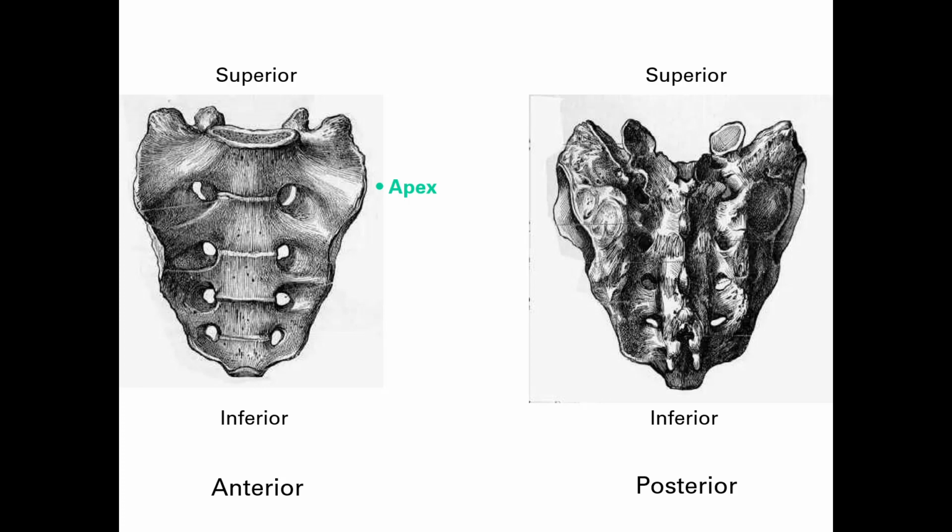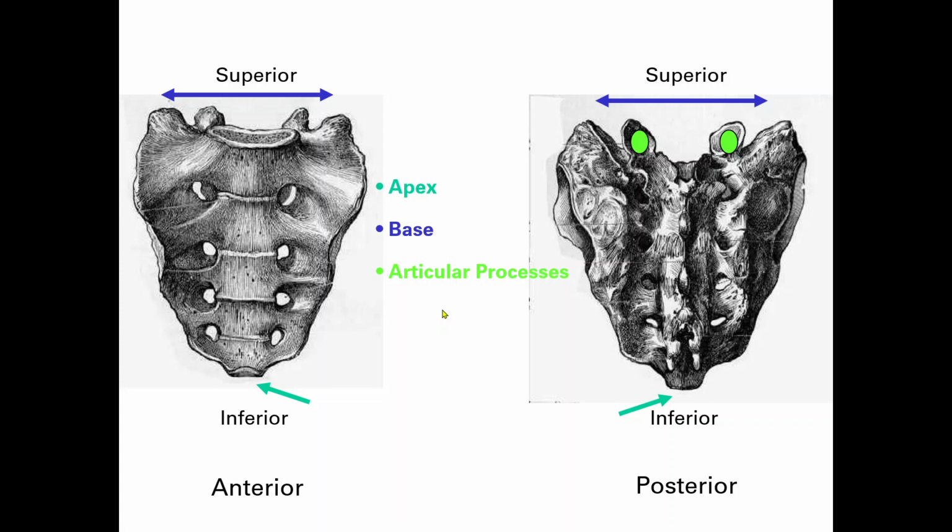All right, the sacrum, which is below the lumbar vertebra, are 5 fused vertebrae, so it becomes one bone. We have the anterior view on the left, posterior view on the right. We have the apex of the sacrum, which is the bottom point. We have the base, which is the top, and the base of the sacrum articulates with L5. So when you put L5 on top of the base of the sacrum, that becomes the joint L5S1. We have articular processes that articulate with L5.